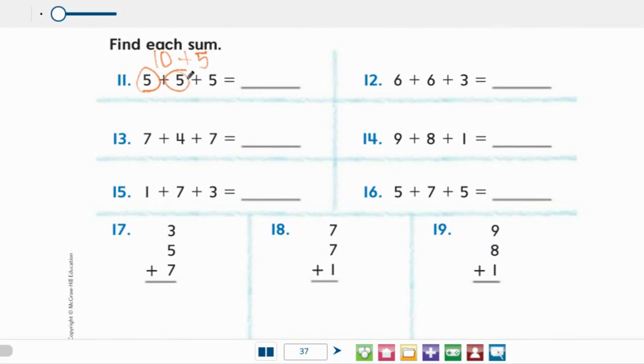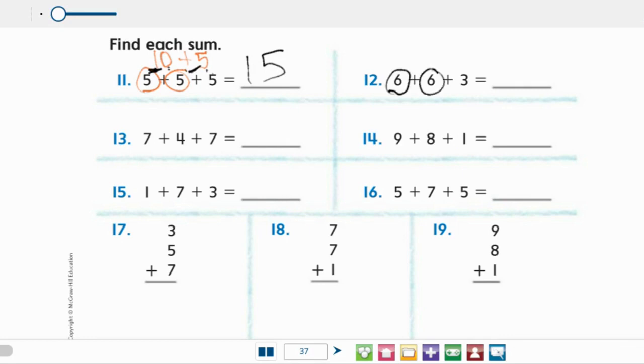For number 11, we already took a look and we added our 2 5s together to make 10. And now I have 10 plus 5. So when I look at this, this is in the ones place and ones place. So 0 plus 5 is 5. And then in my tens place, I have a 1 plus, and there's nothing there. So 1 plus 0 is 1. So I have 15.